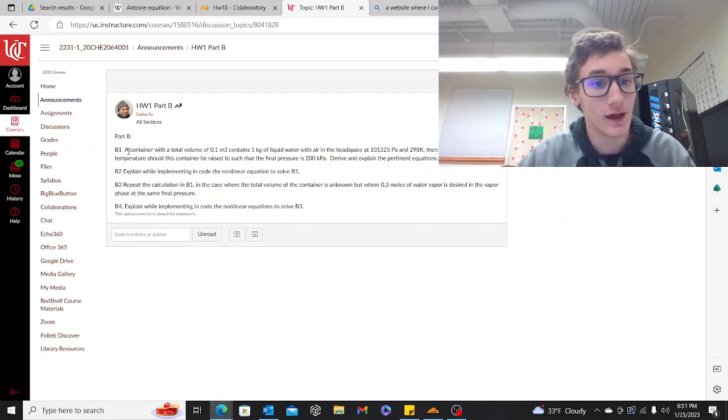So B1, a container with a volume of 0.1 meters cubed contains 1 kilogram of liquid water in the air with a headspace of 101,325 pascals and 298 Kelvin, and that is then sealed. So to what temperature should this container be raised so that the final pressure is 200 kilopascals? Derive and explain the pertinent equations.